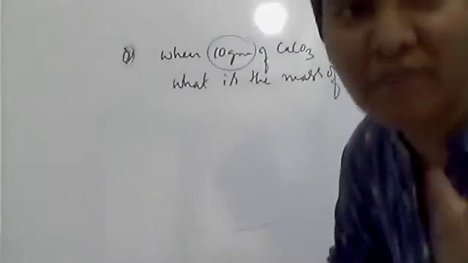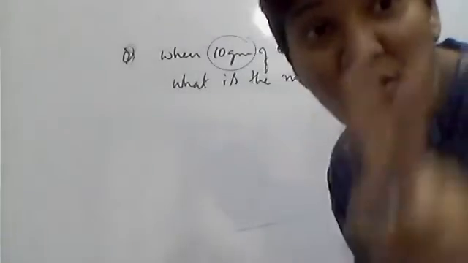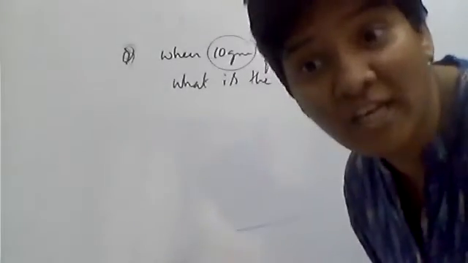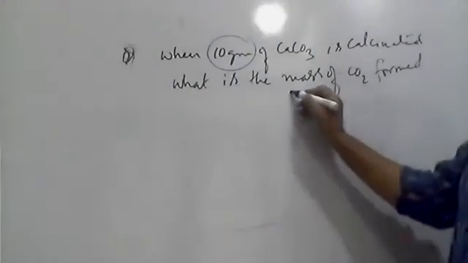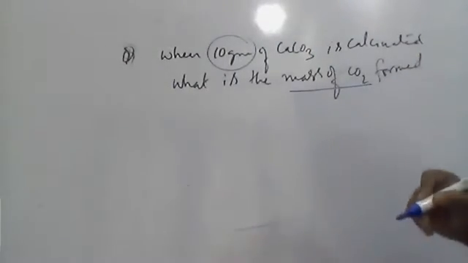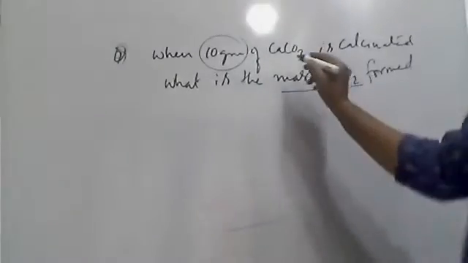In the question, one value is given, and you get two values by balancing the equation. Then you have to calculate the fourth one, which is asked. What is asked? Mass of CO2. So what is the reaction here?